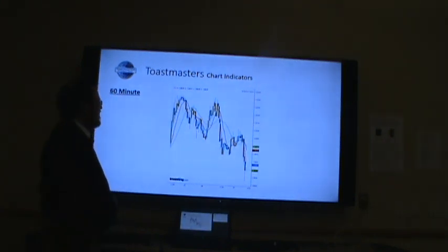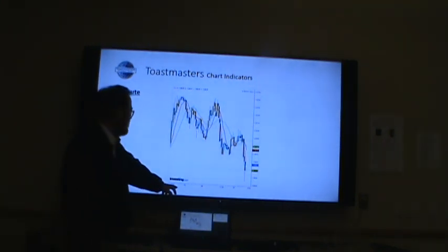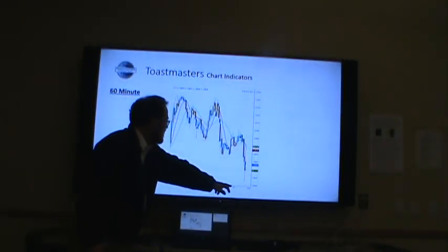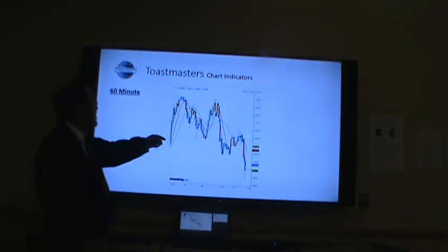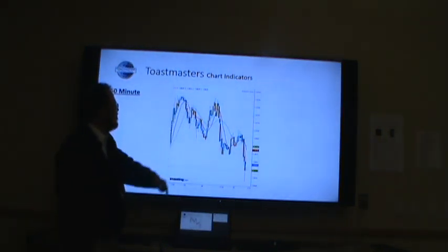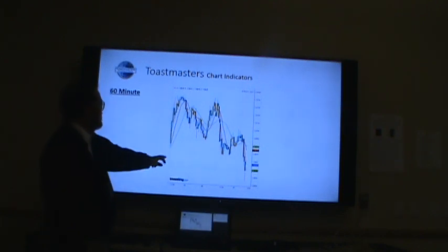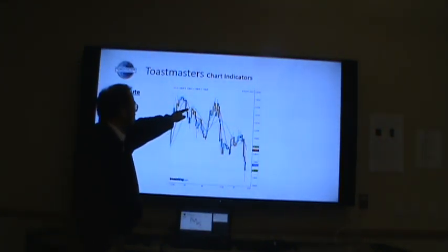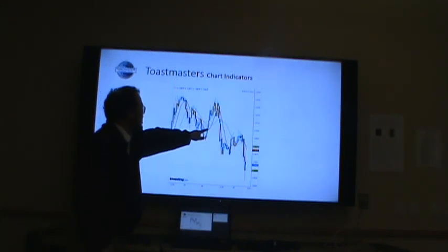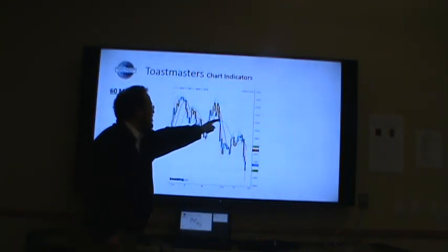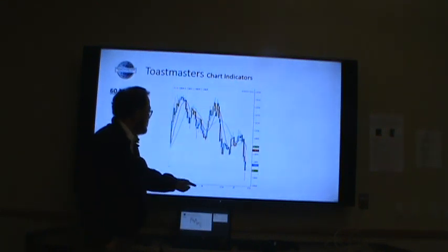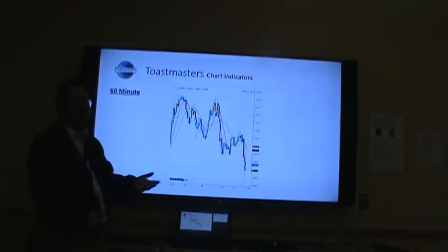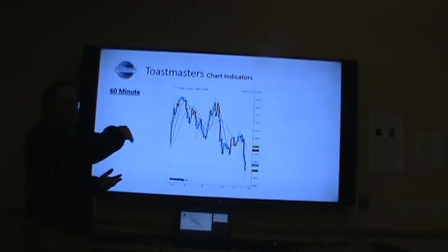This is a 60-minute, so this only goes 1, 2, 3 days. It's 3 days. So the last 3 days, you can see you would have been in and out several times. You would have been in for this move here, got out here, and you may have gotten in here and got out here and got back in and got out here and got in. So just 1, 2, 3 days, you would have been in and out 3 or 4 times or more. Whereas on a daily, it's months.